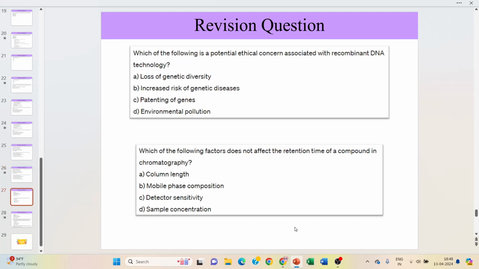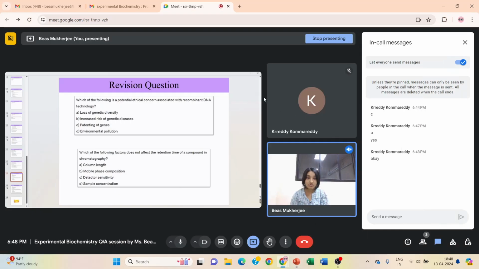Okay. Right. So which of the following is a potential ethical concern associated with recombinant DNA technology? A is loss of genetic diversity. B is increased risk of genetic diseases. C is patenting of genes. And D is environmental pollution. So which of these is a major concern to the environment and humanity as a whole?